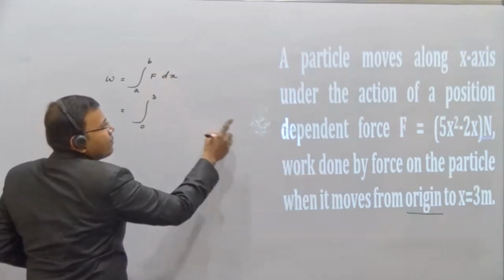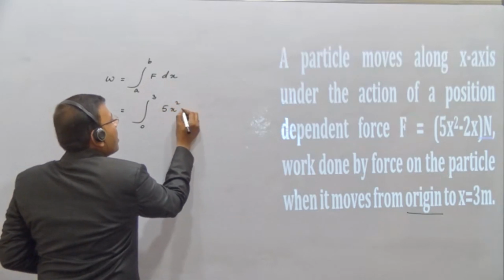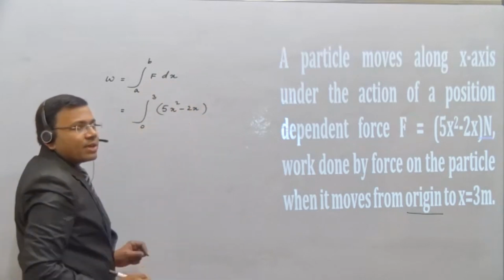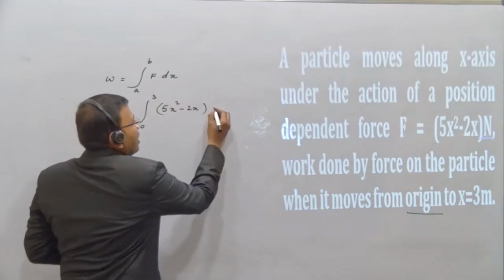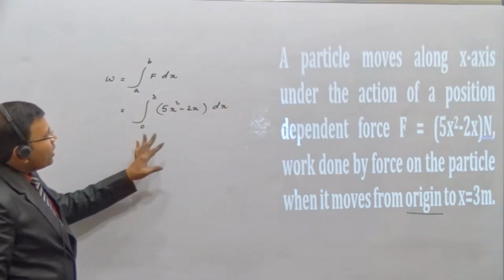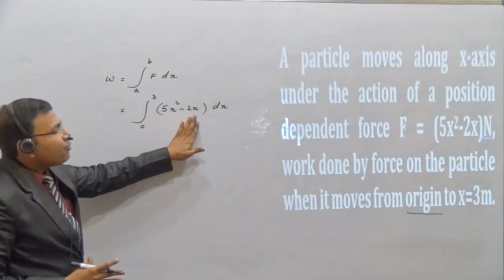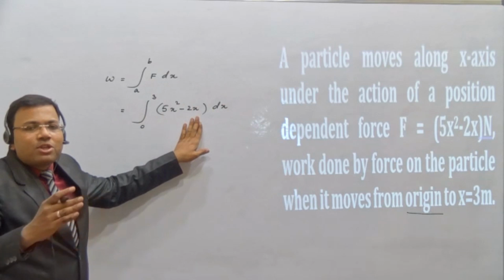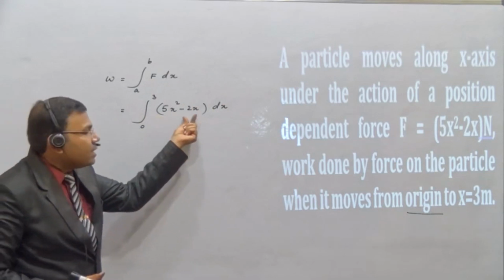What is the force? Force we can write as 5x square minus 2x. In place of force, I am writing 5x square minus 2x. And what is this? dx is the displacement. dx as it is. Now you can see clearly what I am getting here. I have to integrate this term, and I have to apply the concept of upper limit minus lower limit. So what is the integration of this part?